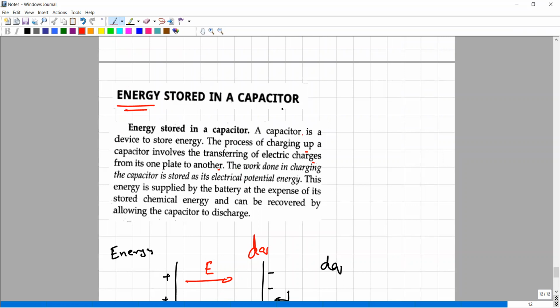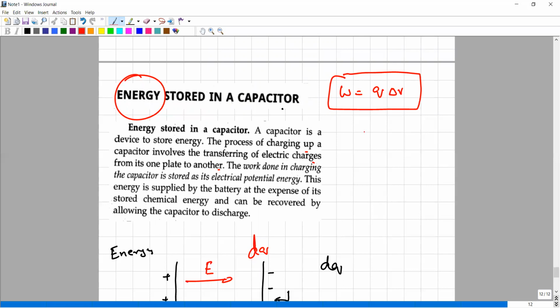Now we have to calculate the expression of this energy. The basic idea about the work done while moving a charge in an electric field, we have done previously, in potential. What was the concept? The concept was work done by the charge and the voltage. So W is equal to Q dV, isn't it? This formula you already know.